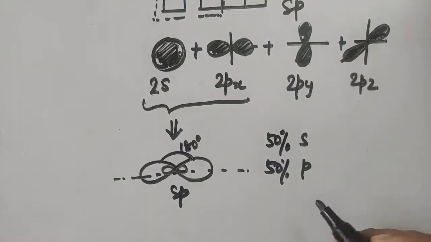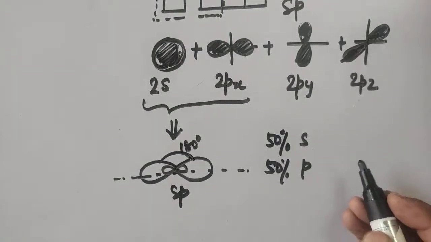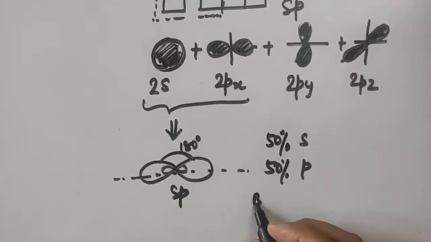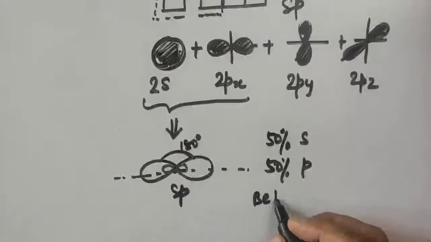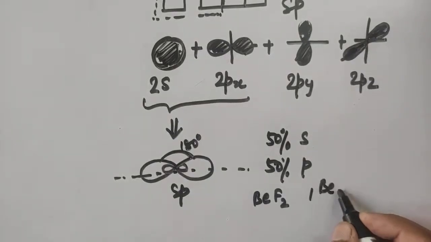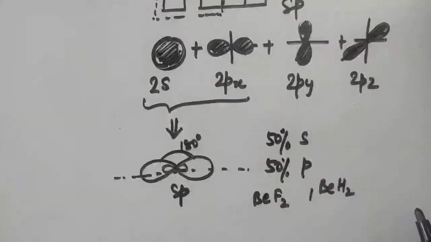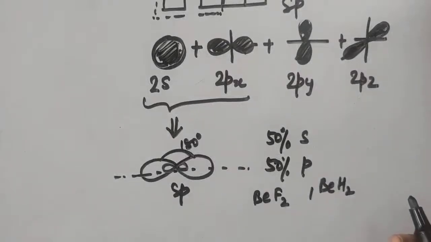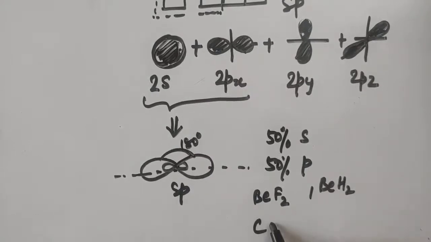The examples of compounds which show sp hybridization are BeF2, beryllium fluoride, or beryllium hydride, etc. All the compounds of carbon that contain a carbon-carbon triple bond are sp hybridized. The carbon here contains sp hybrid orbitals. So this is the first type of hybridization.